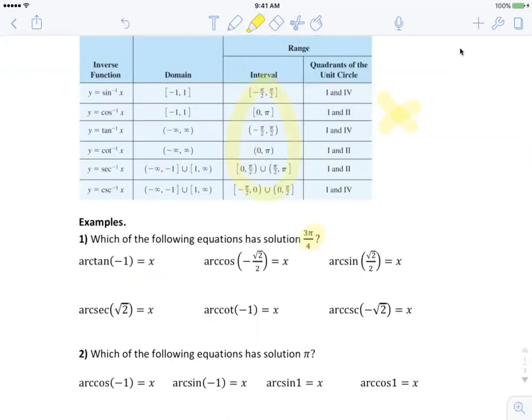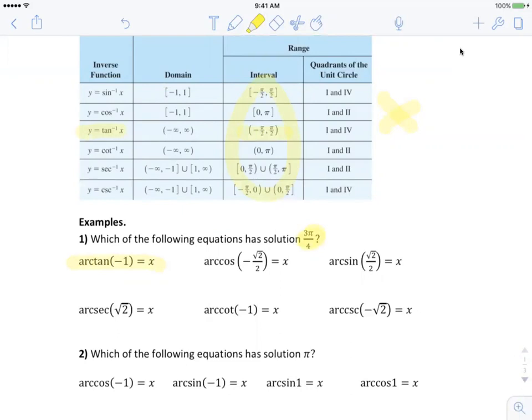How about arctan of -1, that first one? If I look at the arctan, notice its interval, your answer has to be between -pi/2 and pi/2. 3 pi/4 is not in that range, so I know that one cannot be right.